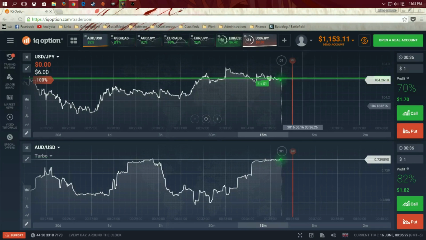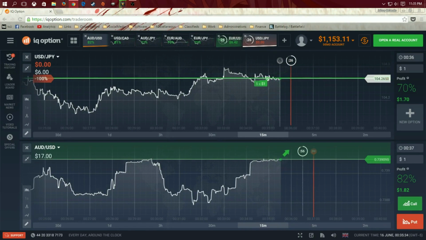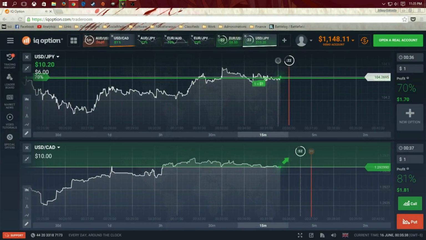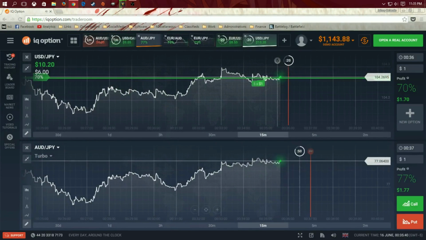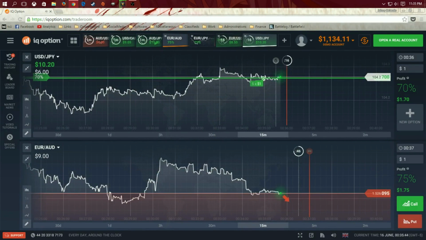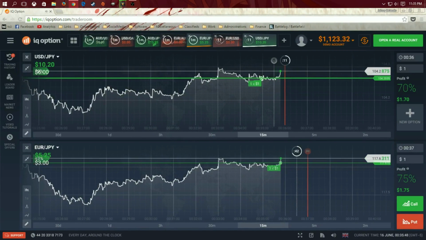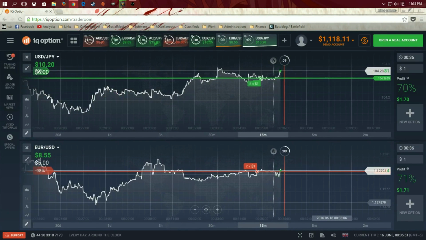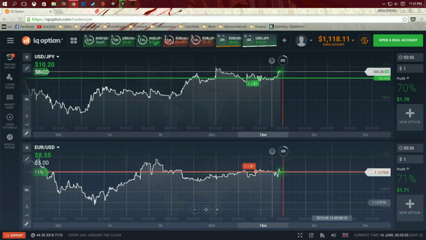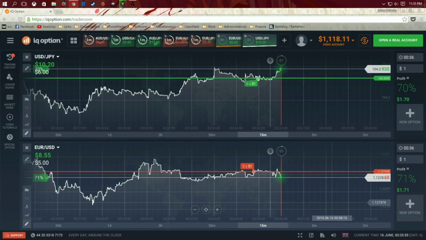Alright, let's go ahead and keep this going here. I have $25 down. And we are waiting on a few trades to close out here. Looks like it's close on both of these. And we will be making profit on them.